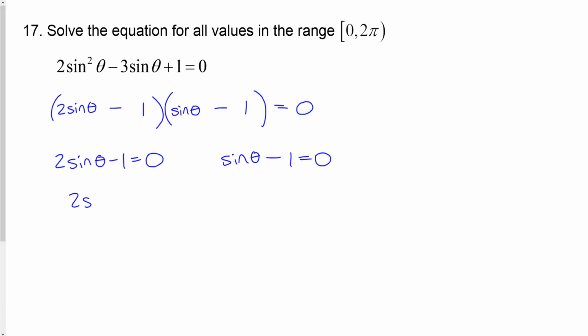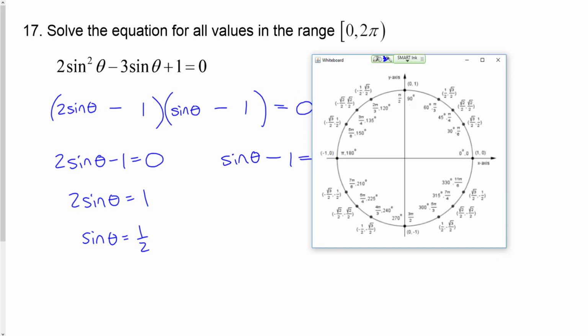Okay, so 2 sine theta equals 1, or sine theta equals 1/2. So we want to figure out where sine of theta is equal to 1/2 from 0 to 2 pi. So there and there. The rest of the angles would be in negative. So pi over 6 and 5 pi over 6.